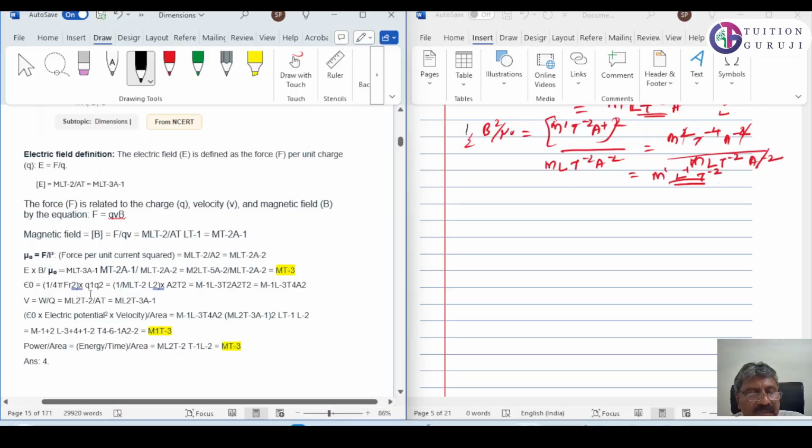So 1 by F, we know ML T raised to minus 2, r square is L square into q1 q2, A square T, A T raised to whole square, A square T square. So we will get M raised to minus 1 L raised to minus 3 T raised to 4 A square. So V is equal to W by Q. W is power, work. It is ML square T raised to minus 2 by Q, charge, A into T or IT. Okay. So ML square T raised to minus 3 A raised to minus 1.